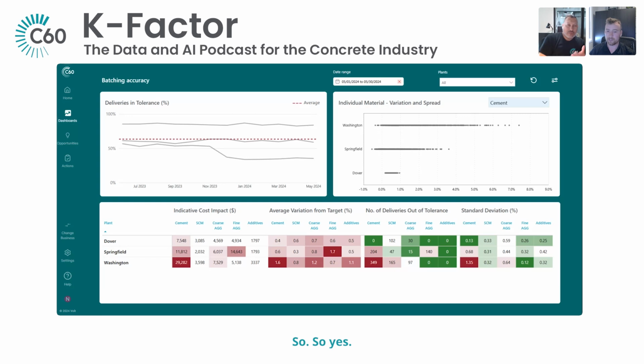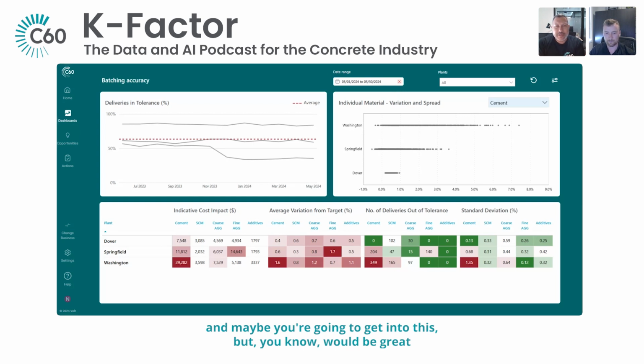So RC6. Sorry to interrupt you, and maybe you're going to get into this, but it would be great if, as you get into the details, you could explain what it is we're seeing and what's on the dashboard. So maybe you're going to cover that, but I just wanted to raise that.